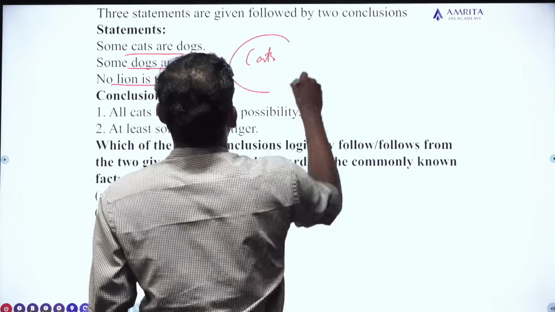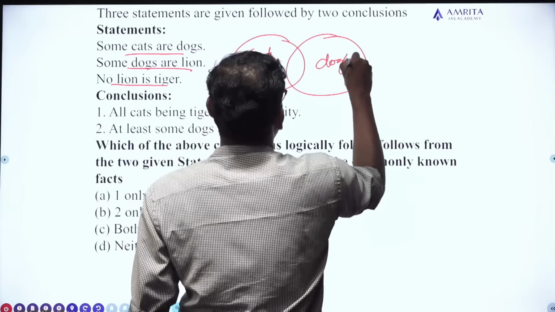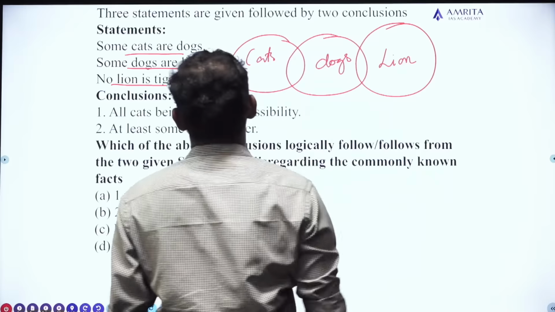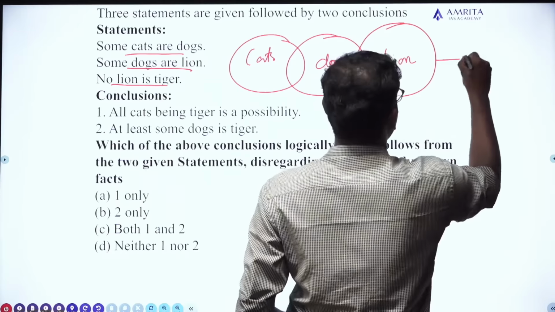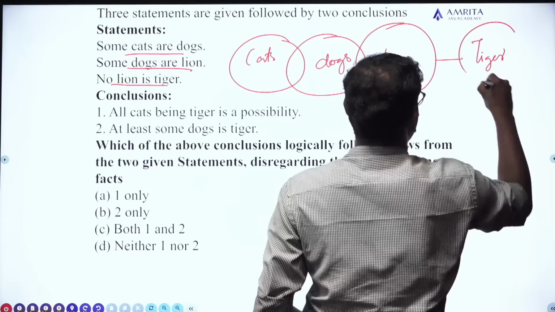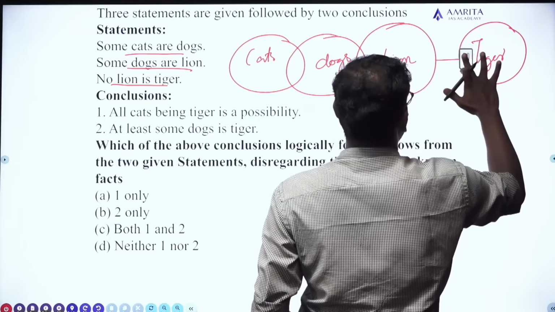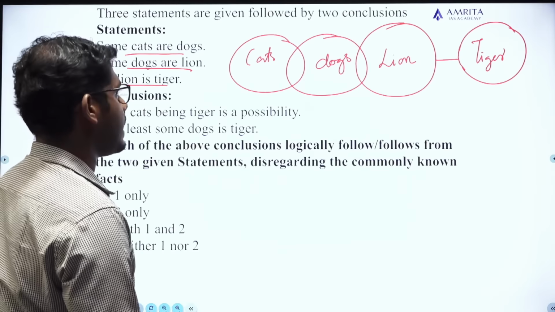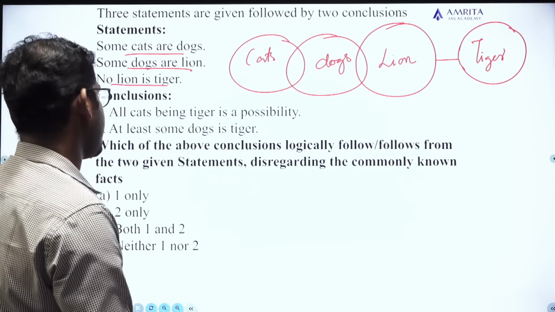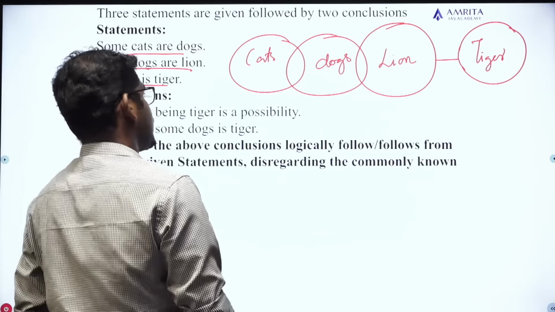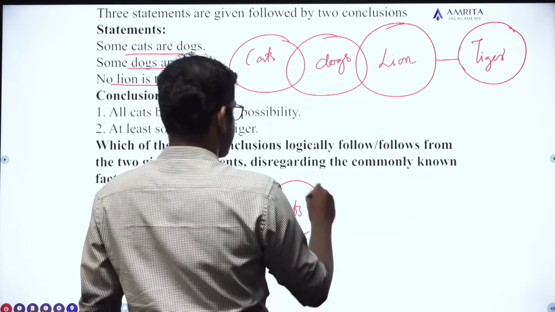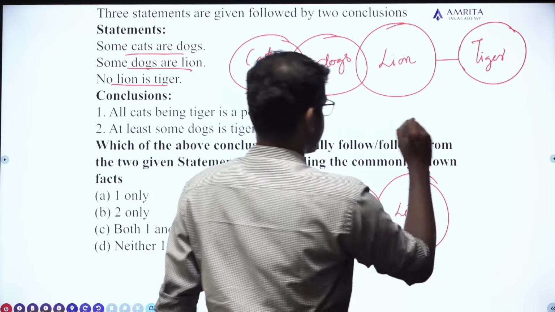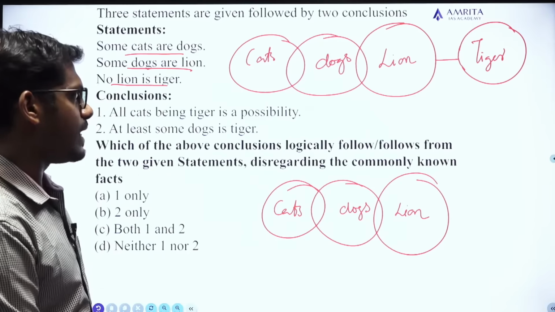The first one, some cats are dogs. Some dogs are lion. No lion is tiger. Okay. First conclusion is all cats being tiger is a possibility. Is it possible that all cats being tiger? Let me check. So let me draw this diagram in a different way. Some cats are dogs. Some dogs are lion. And the lion and tiger are not connected in any way.